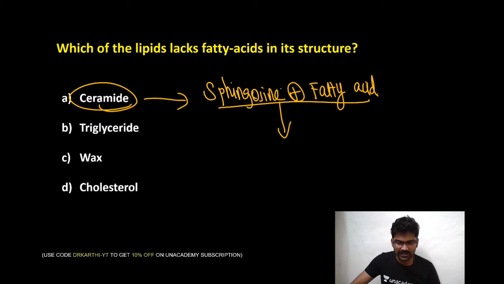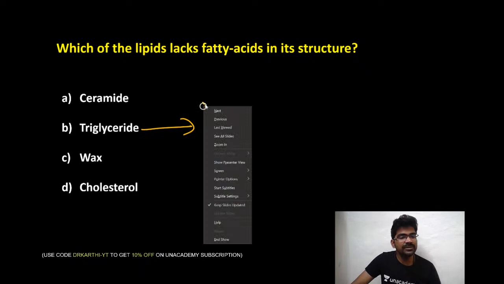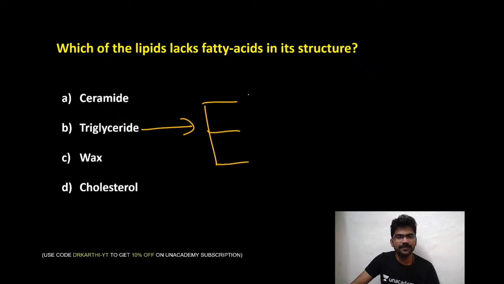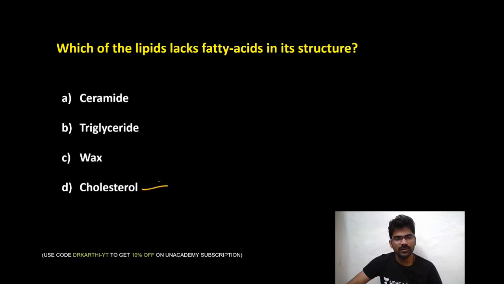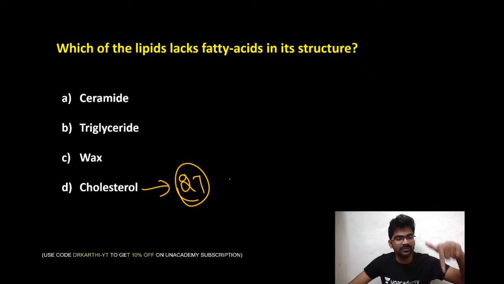Triglyceride is very simple. So what is triglyceride? R1, R2, R3. Ambika, is this clear for you? If there is any doubt, feel free to ask. Triglyceride is glycerol esterified to three same or different fatty acids. Obviously, triglyceride will have fatty acid for sure. So what will be the answer? The answer will obviously be cholesterol. Cholesterol is a 27 carbon compound with a ring structure. Cholesterol ester will have fatty acid, not cholesterol. So guys, the answer is cholesterol.